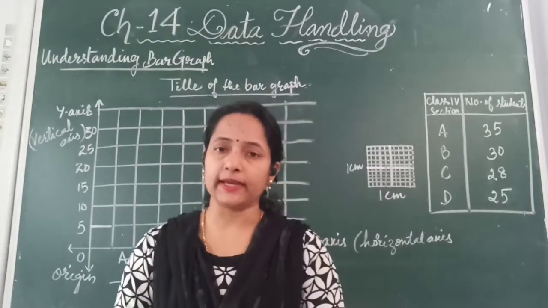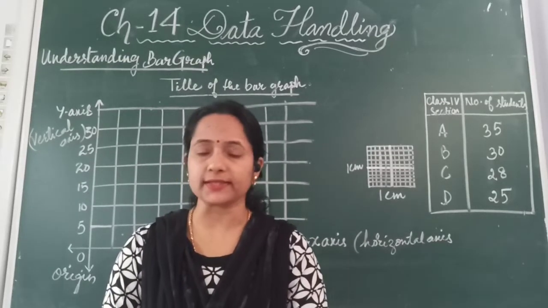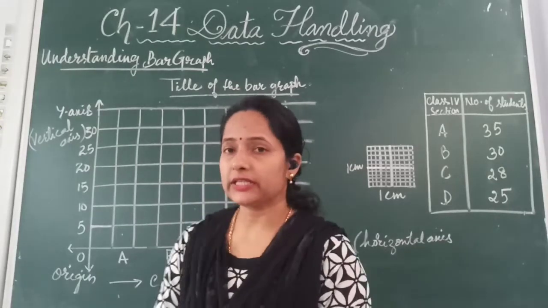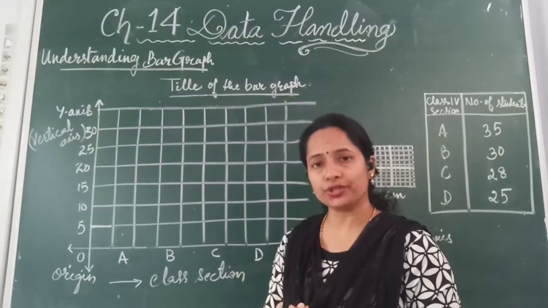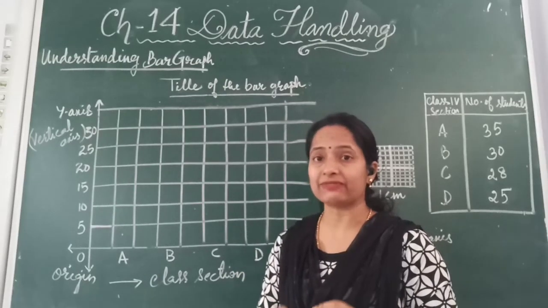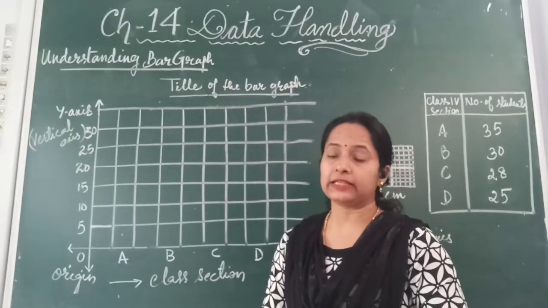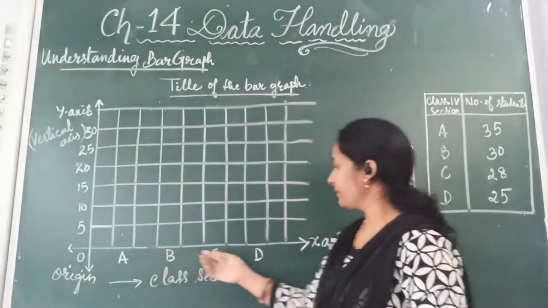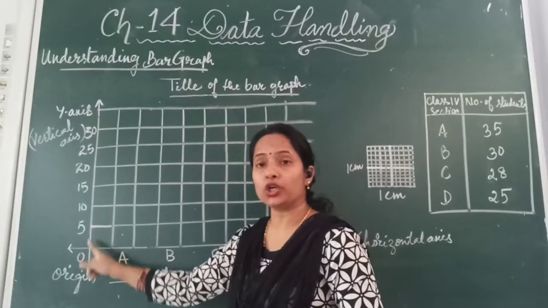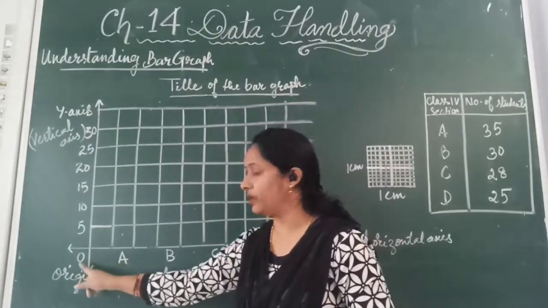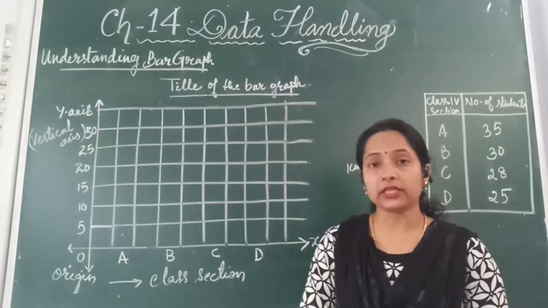Now let us understand what is a bar graph in detail. Let us know about its features first. A bar graph consists of a few horizontal lines and vertical lines. The horizontal line is called the x-axis, whereas the vertical line is the y-axis. The point at which these horizontal and vertical axes meet is called the origin, and it is represented by the letter O.